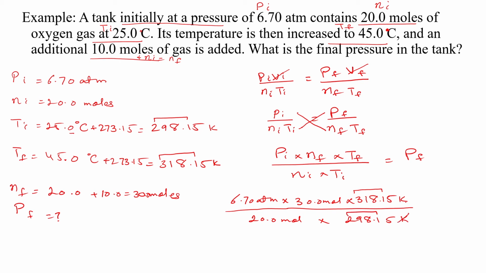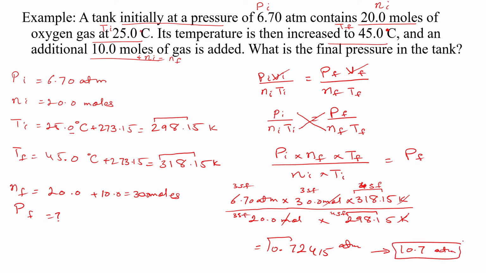Okay, so Kelvins are cancelled, moles are cancelled, and you will get your answer in atmospheres. Okay, so you have 3 sig figs here, 3 sig figs here, 4 sig figs here under this bracket, 4 sig figs here, and 3 sig figs here. So 3 is the lowest number. If you are going to round, it will be to 3 sig figs, and your answer is going to be 10.7. Atmospheres is the final pressure.